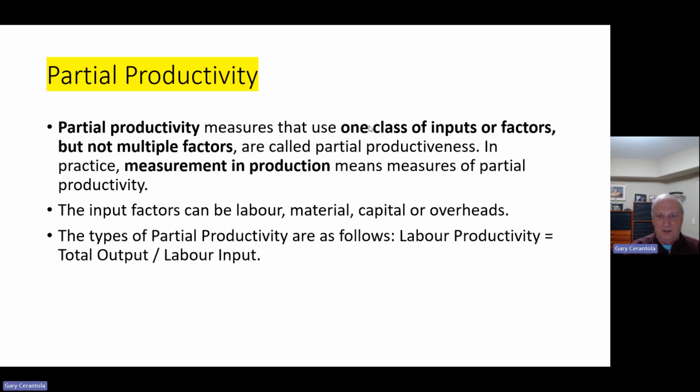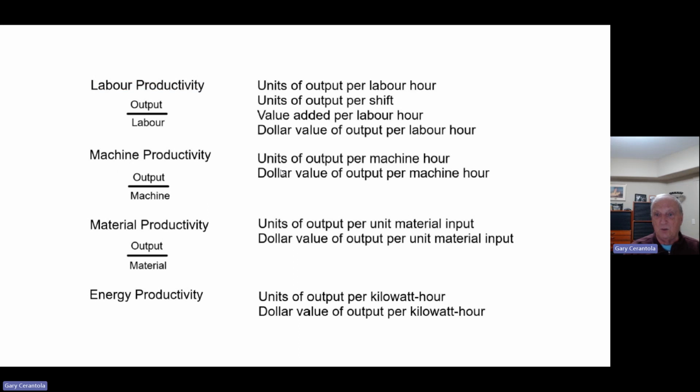So, in your participation B, you're looking at one class of input in terms of just direct labor of production, and then the other one, direct cost of materials, right? So that's where that is.